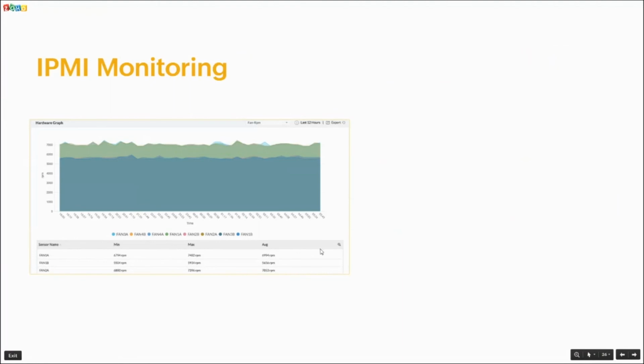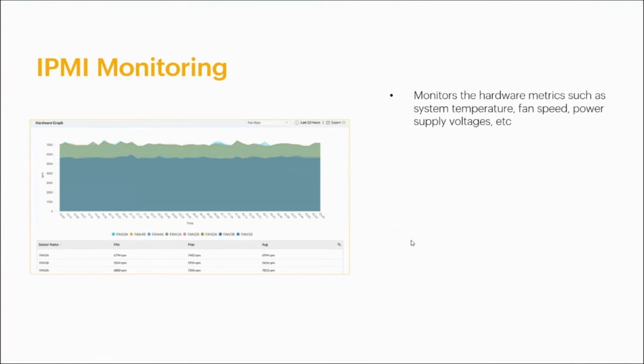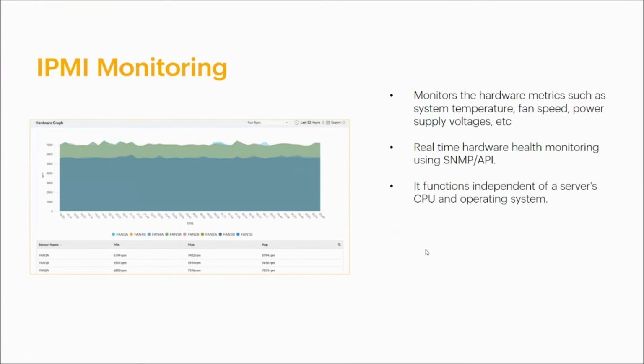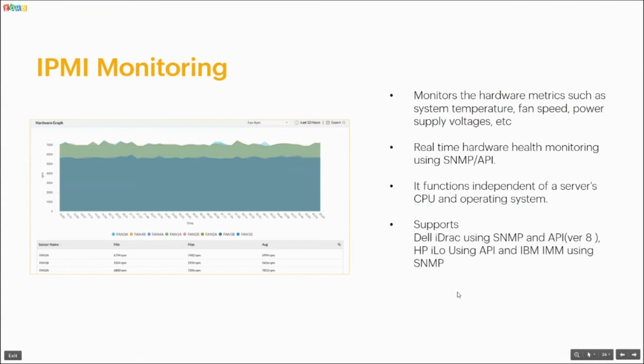The next topic which we are going to see is about IPMI monitoring. In this, you can monitor the hardware metrics such as system temperature, fan speed, power supply, etc. You can get real-time hardware health monitoring using SNMP and API. It functions independent of the server, CPU, and operating system. And here we support Dell iDRAC using SNMP and API version 8, HP iLO using APIs, and for IBM, we can monitor them using SNMP. We do have a comprehensive report and a dedicated widget for the IPMI monitoring.